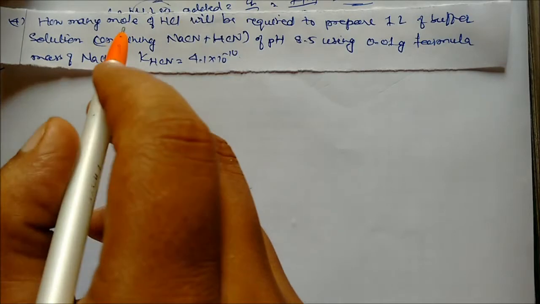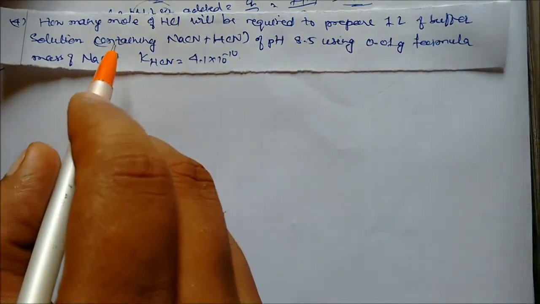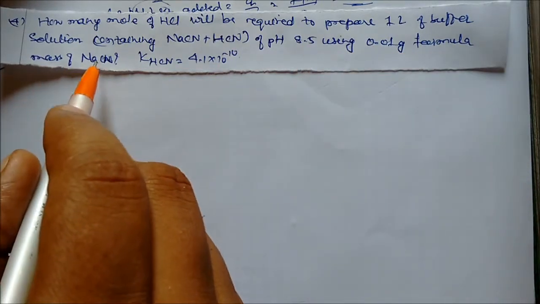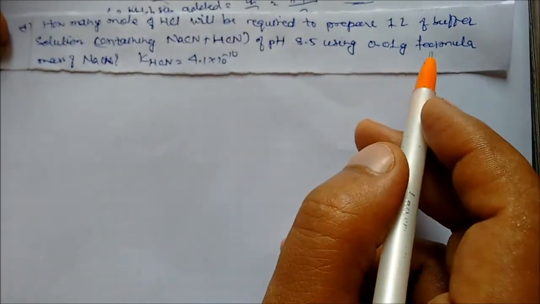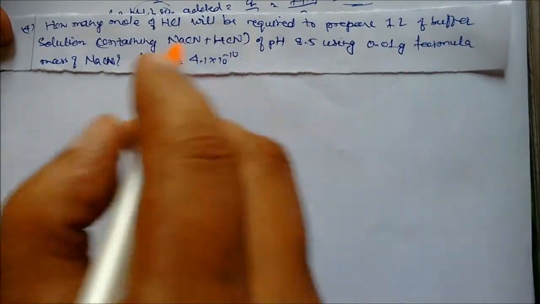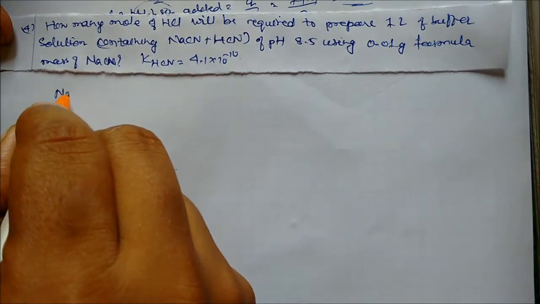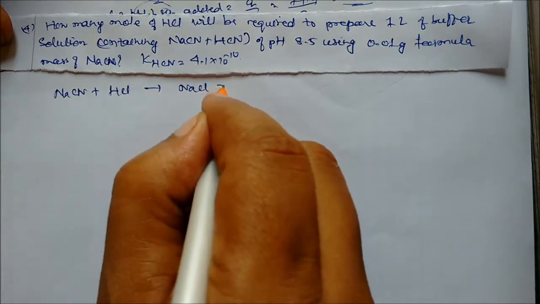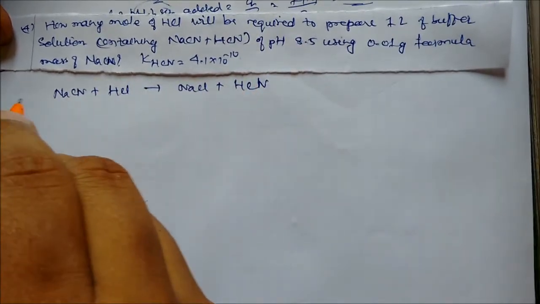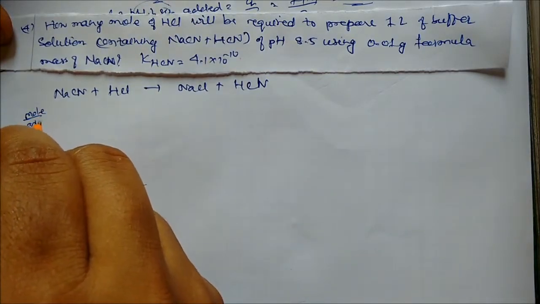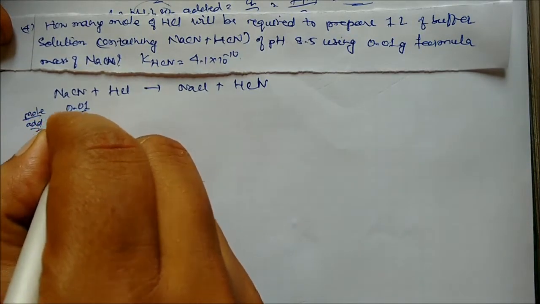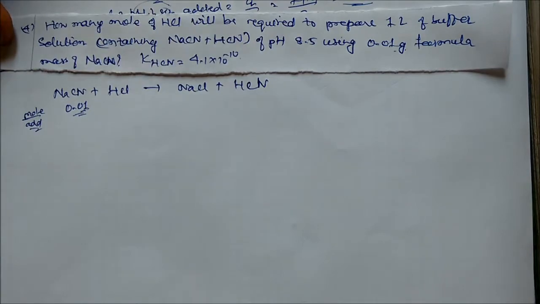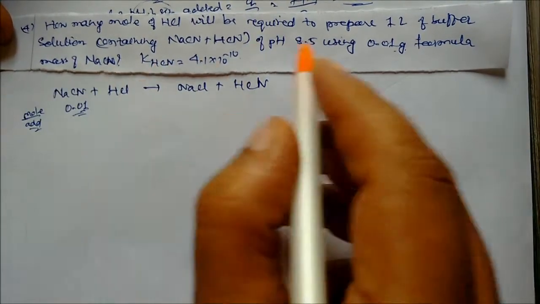How many moles of HCl will be required to prepare 1 liter of a buffer solution containing sodium cyanide in HCl of pH 8.5 using 0.01 gram formula mass of NaCN? So here we can note down, 0.01 gram formula mass means 0.01 mole. Write the equation: NaCN plus HCl gives you NaCl plus HCN. How many moles are added? Formula mass means divided by molar mass, so this is nothing but the moles.